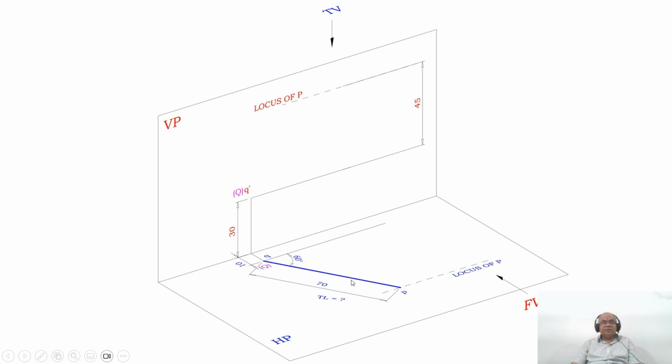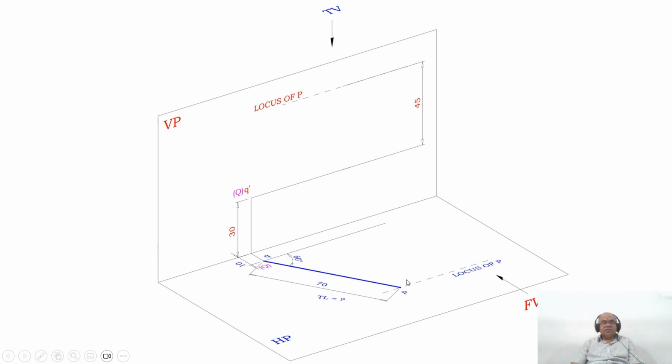And then he said the top view of the line makes an angle of 60 degrees with the XY line, being 70 mm. Since it is the top view, obviously that image will be seen in the horizontal plane. So from Q, you measure an angle of 60 degrees and draw an inclined line. Then by using the compass from Q, you cut an arc of 70 mm on the 60 degree line. You mark that point as P. So then you have the locus of P in the top view.